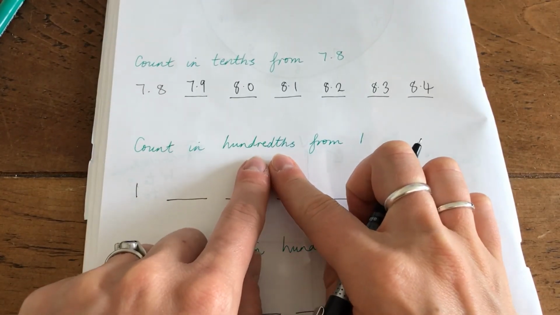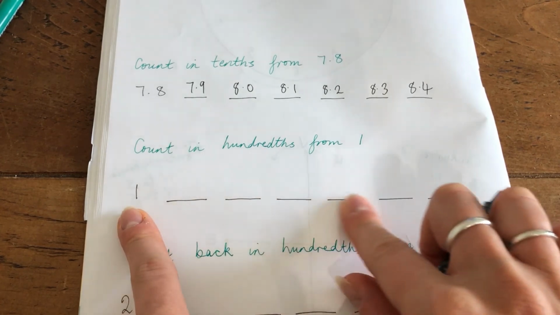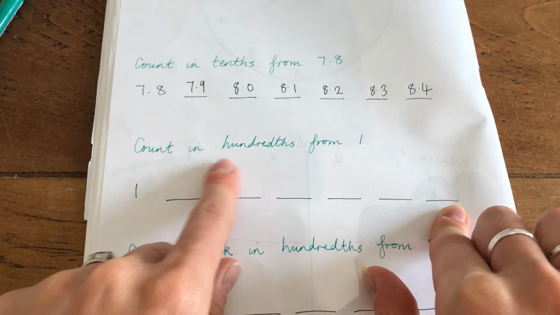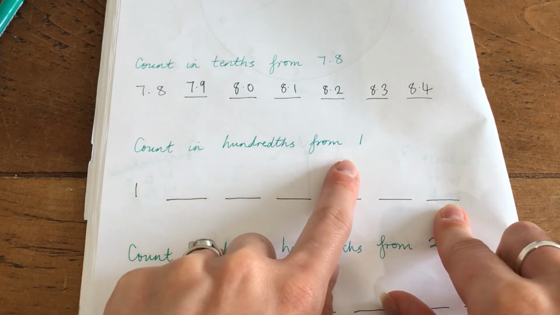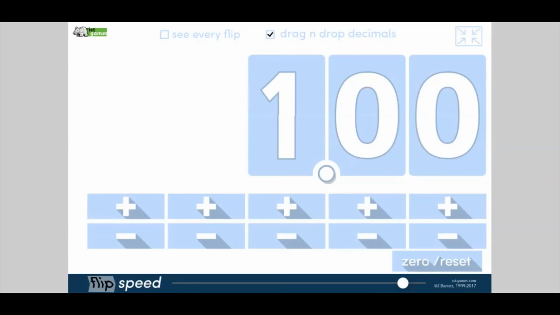Count in hundredths from 1. So starting from 1, we need to find the next 6 in the sequence, counting in hundredths from 1. Let's have a look at it on the website. Okay, so we're counting from 1 this time, and we're counting in hundredths.